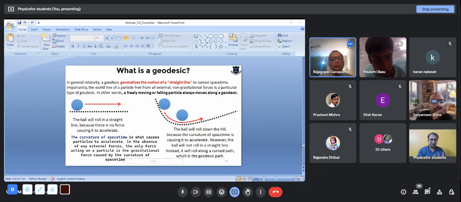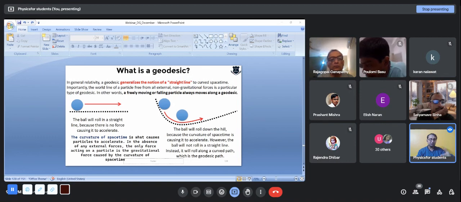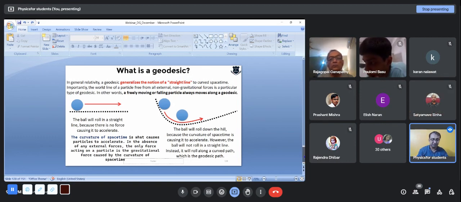causes the particles to accelerate. This is very important. So, the curvature is causing the particles to accelerate, and in the absence of any external forces, the only force acting on it is the gravitational force caused by the curvature of space time. If another external force is not present, then what is causing the ball to move? It is gravity, which is the curvature.